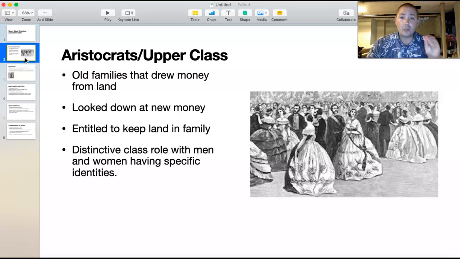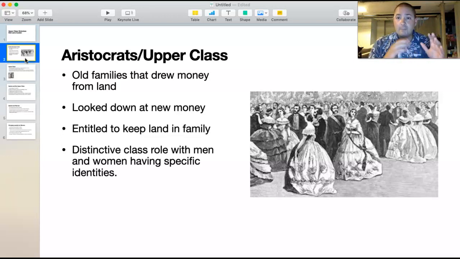These are often also hereditary titles. So by that third point, entitled to keep land in the family, these are hereditary titles, meaning that a father passes his title to his son. This would be a situation in which fathers pass the titles to their sons. The women here are basically accessories to the family. The land and money stays within the male line, and there are very distinct roles for men and for women.